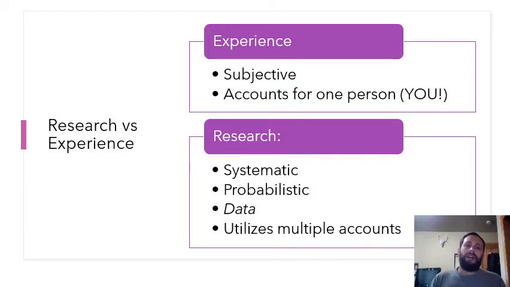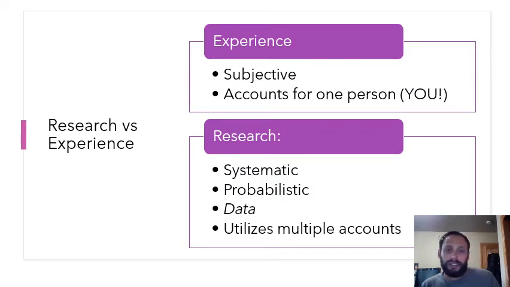So let's talk about what is empirical research versus which is not empirical research. Experience can be a part of empirical research, but the difference is it's subjective. Additionally, it only counts for one person, and that person being you. It's very anecdotal in a sense, and we can't exactly account for it. We can't exactly control for these experiences.